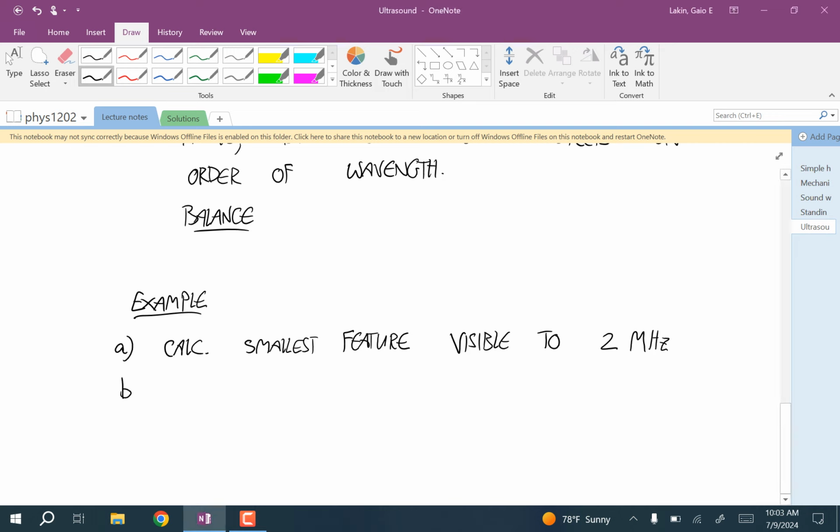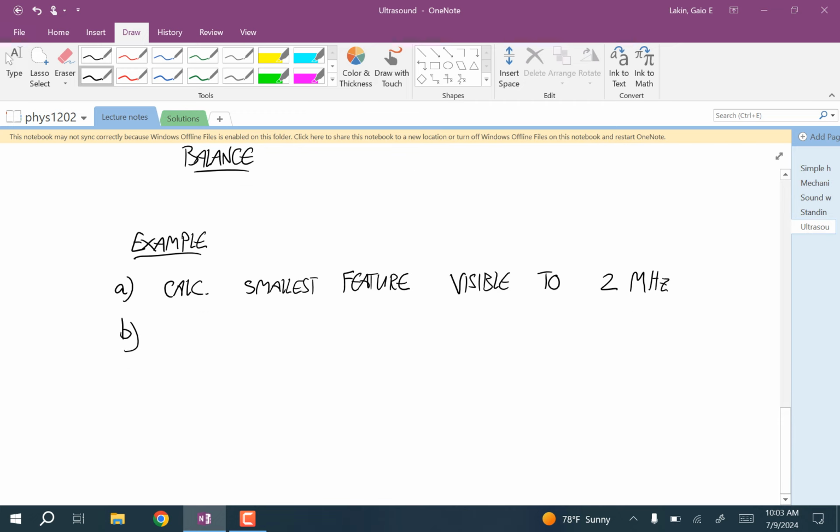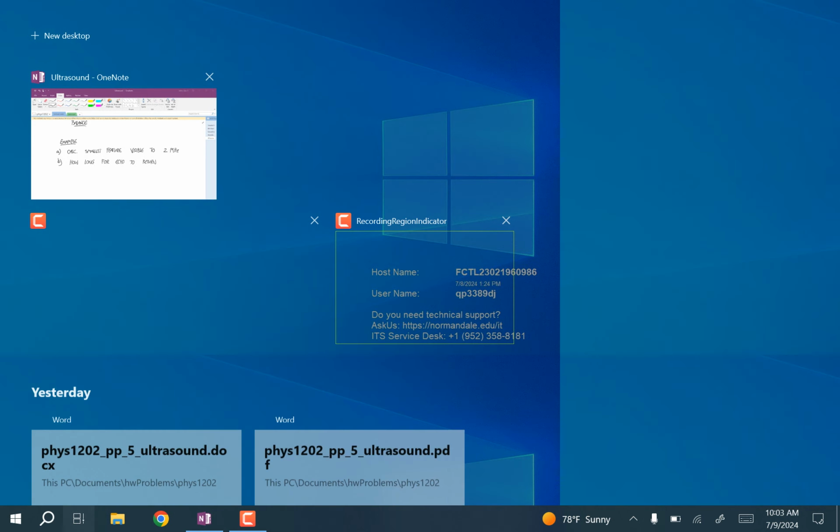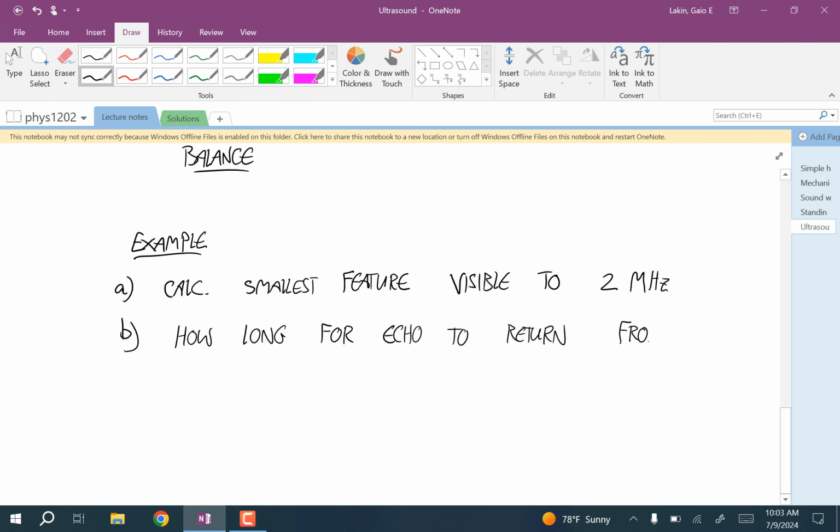And then the second calculation that we want to do is figure out how long it takes in time for an echo to return to the receiver from an object 0.04 meters beneath the skin. So in this case, that's 4 centimeters.